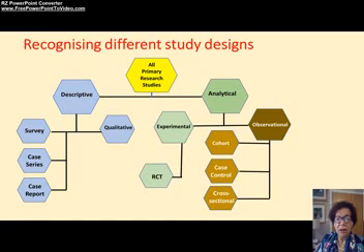Analytical studies, in the green and brown boxes on the right, may be observational, comparing different characteristics or exposures, for example in a case control study, or there may be intervention studies, which are experimental, evaluating new treatments, for example within a randomized control trial.